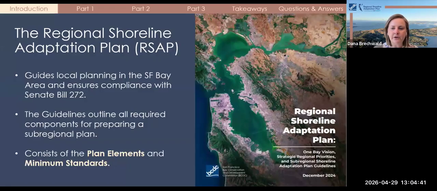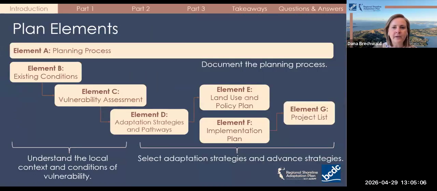So here's a quick refresher on what the Regional Shoreline Adaptation Plan, or RSAP, is. The RSAP guides local sea level rise planning and helps ensure compliance with California Senate Bill 272. The RSAP includes guidelines which outline all the required components for preparing a subregional adaptation plan, and these guidelines are organized around plan elements and minimum standards. There are 7 plan elements, A through G, that make up a complete subregional plan.